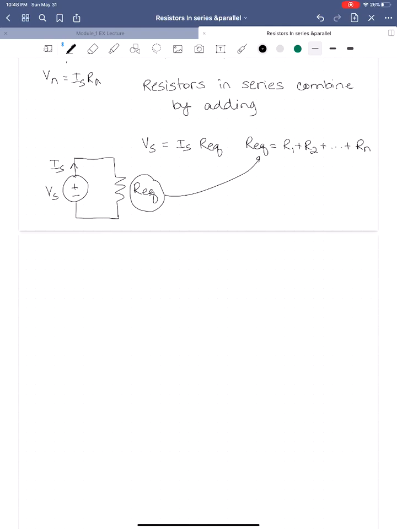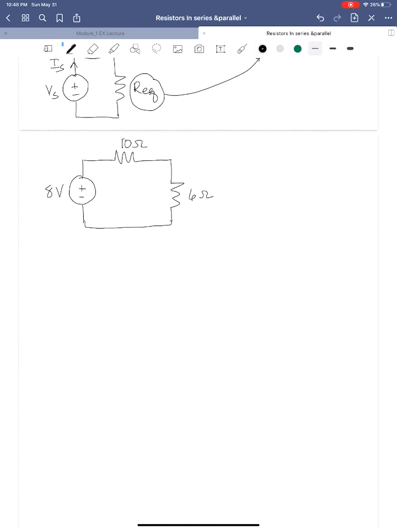Now let's do an example with some real numbers. So let's say we have a circuit with a couple of series resistors in it. Okay, so let's say this is our circuit. So we have an 8-volt source, a 10 ohm resistor, and a 6 ohm resistor. And we have this current here, I, that we need to solve for.